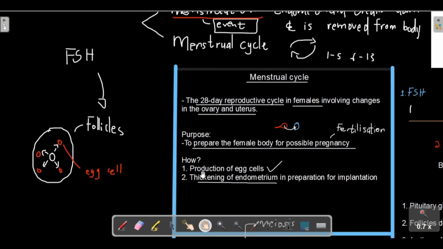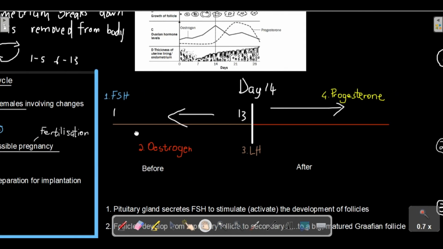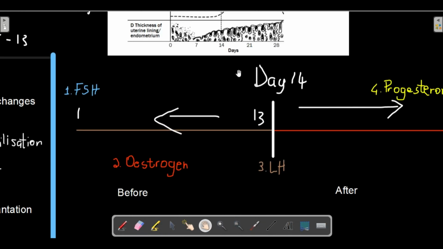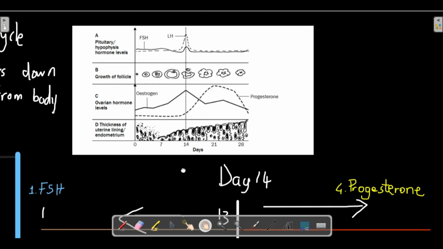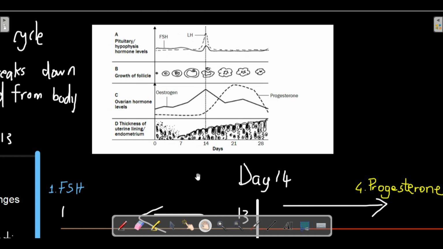In order to produce egg cells, you need FSH that will stimulate the formation or the development of follicles. Now, during day 1, which is when FSH stimulates the development of follicles, menstruation occurs the same day. If we take a look at this, by the way, I got this from Mind the Gap. That's a very good resource, guys. But I'd advise you to not rely only on MTG, use multiple resources to supplement your knowledge.